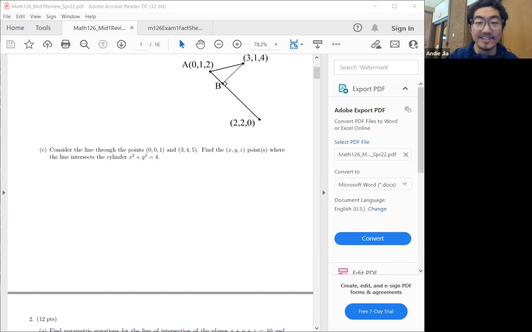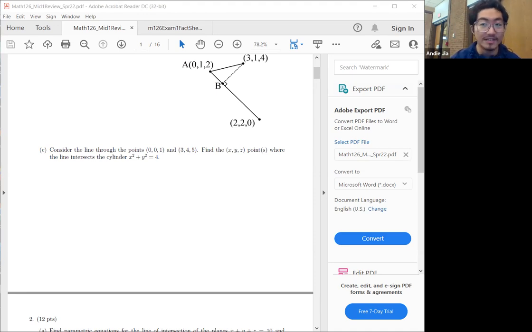But in this case, we will not use the parametrization. What we will use is to define a line here: x equals 0 plus 3t, there's a point here, and then y equals 0 plus 4t, and then z equals 1 plus 4t. It's just a parametrization by this one because there are 2 points.